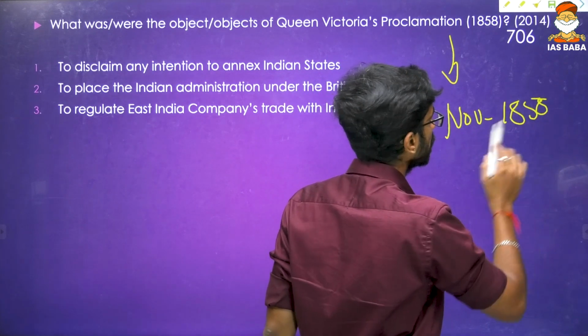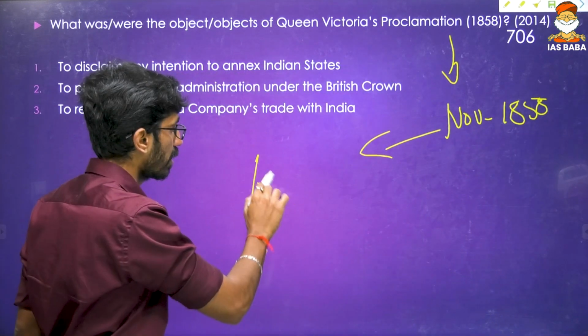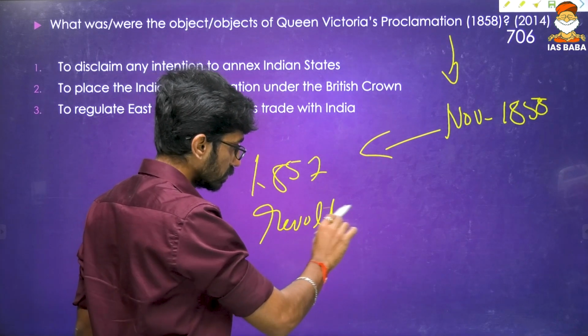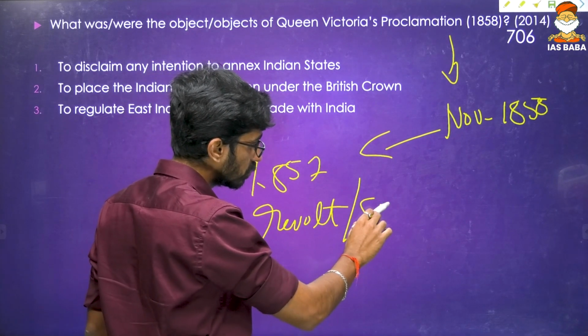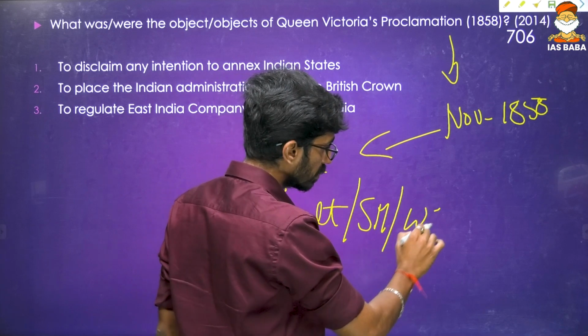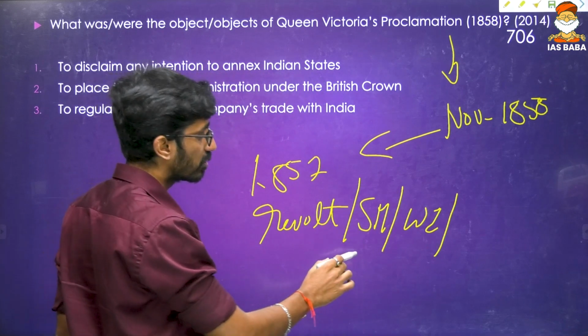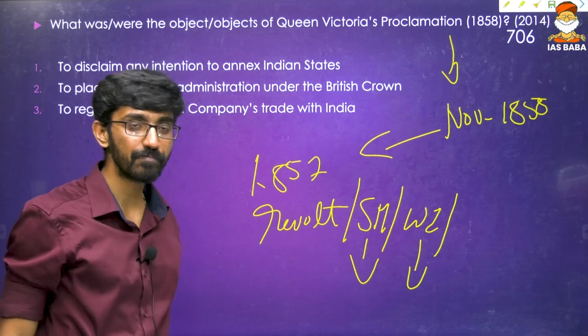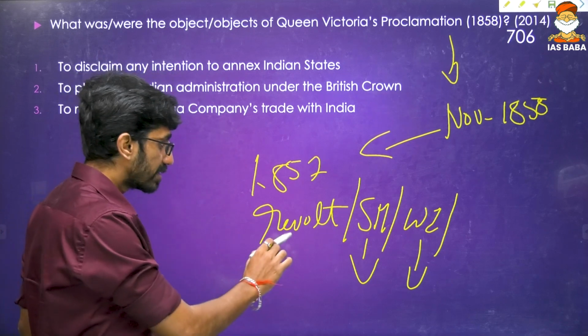November 1858. So before that, what happened? 1857 revolt, Sipai mutiny, according to some historians. War of Independence, according to some historians. Of course, the British historians call it as Sipai mutiny. Indian historians call it as War of Independence, first War of Independence also. And why this revolt happened?